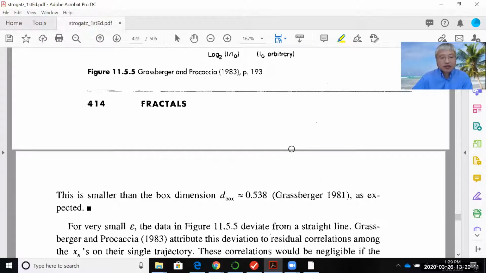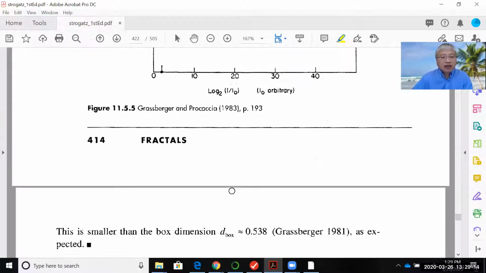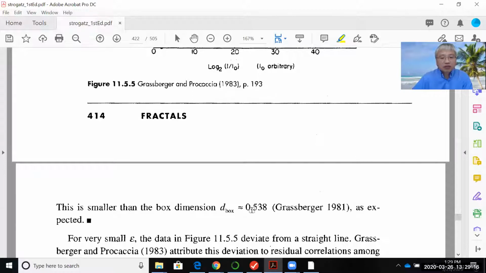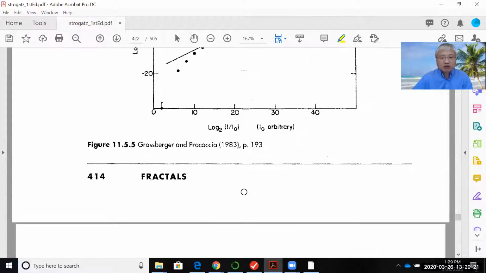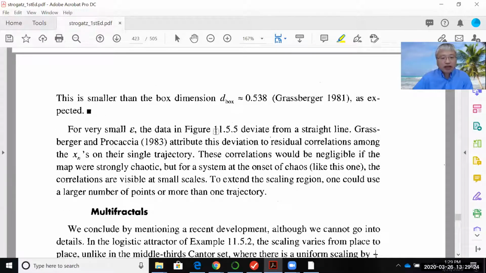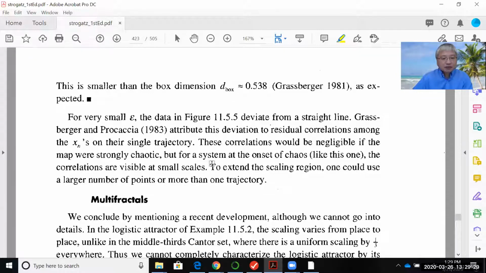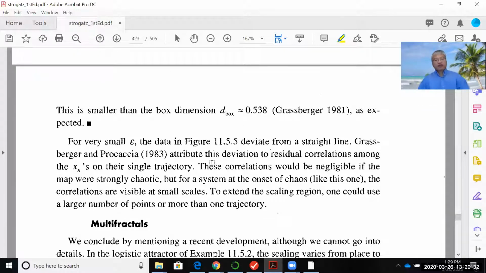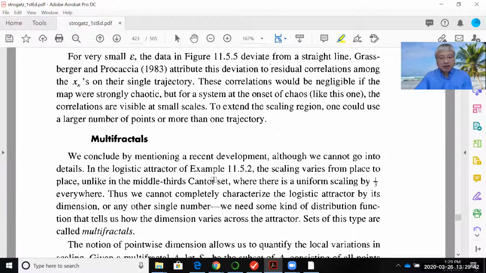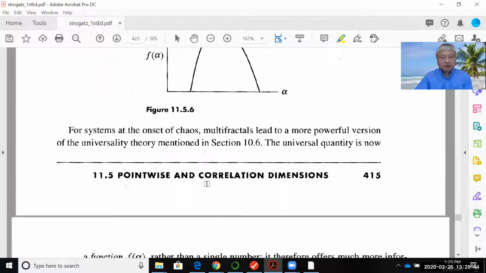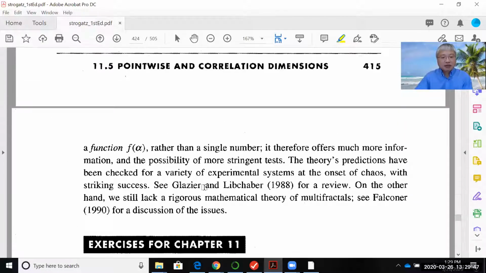So if you use the box dimension to calculate, it's 0.538. If you use the correlation dimension to calculate, it's 0.5. Now it all depends on how accurate this number is. So that is a rough introduction to the fractal dimension. Anybody got questions? We are done with this chapter.